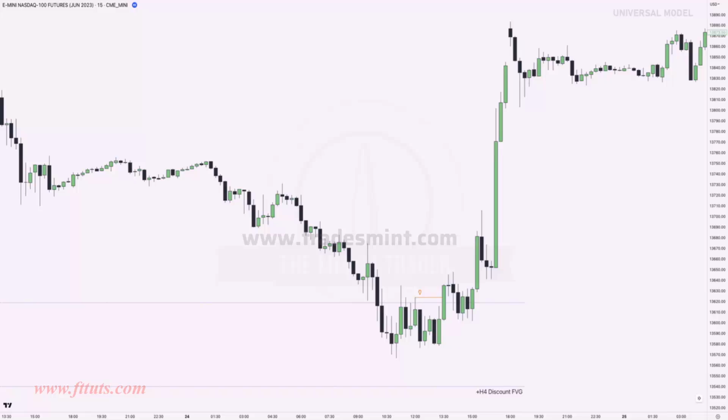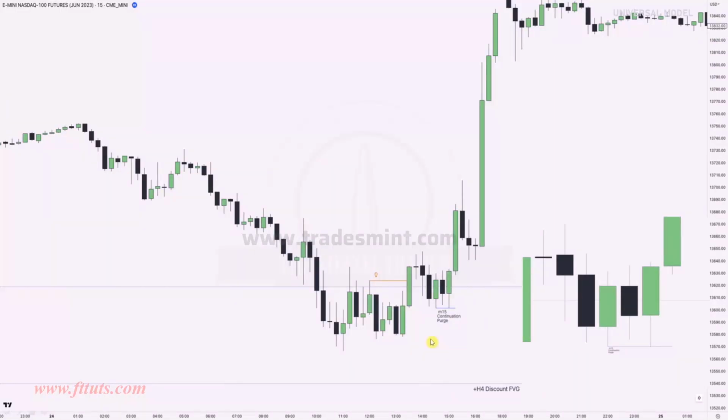Now let's dive into the intermediate term perspective. We want to line up our intermediate term perspective with our long-term perspective. Over here, we've got a break of structure, so our intermediate term perspective is in line with our long-term perspective. We can see a 15-minute continuation purge, and I will zoom in a little because you can't quite see it clearly down here, but we take out this swing low with this candle, thus creating that continuation purge. With that continuation purge, we can now start to look for our short-term perspective entry model.